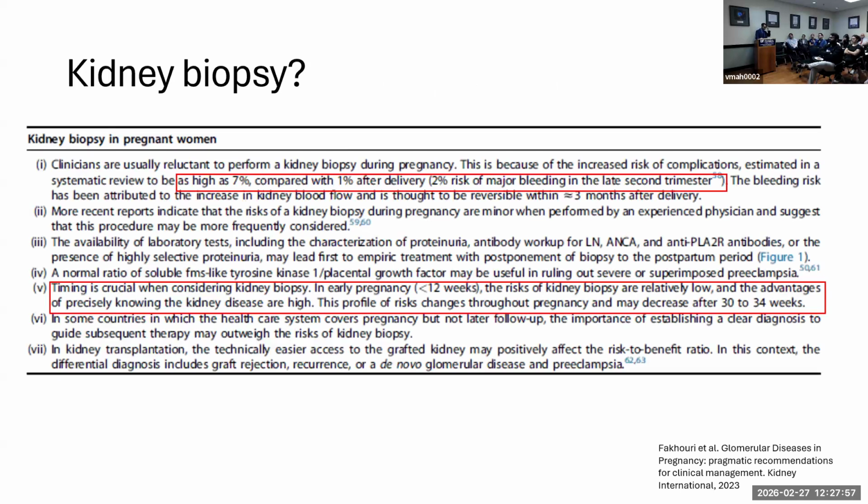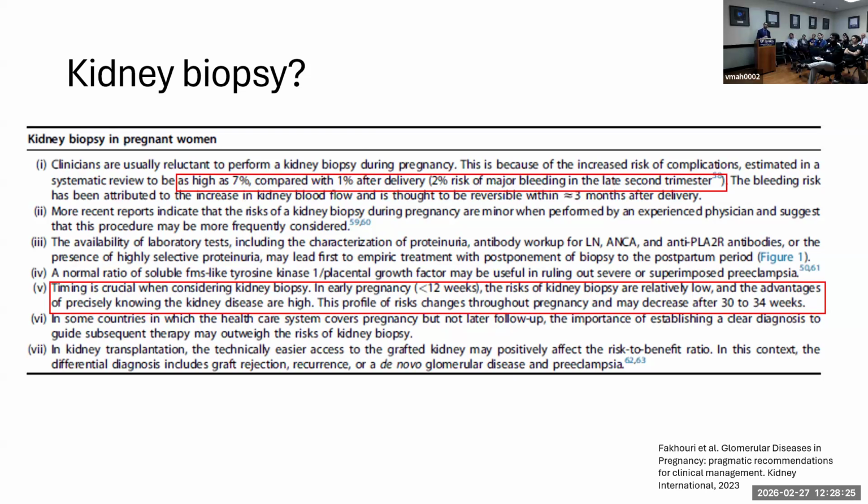So how about a kidney biopsy? This one is also controversial. There's increased risk of complications and bleeding, estimated as high as 7%, compared to 1% after delivery. The bleeding risk seems to be related to the increased renal blood flow, and usually they say to wait at least about 3 months post delivery to do the kidney biopsy.